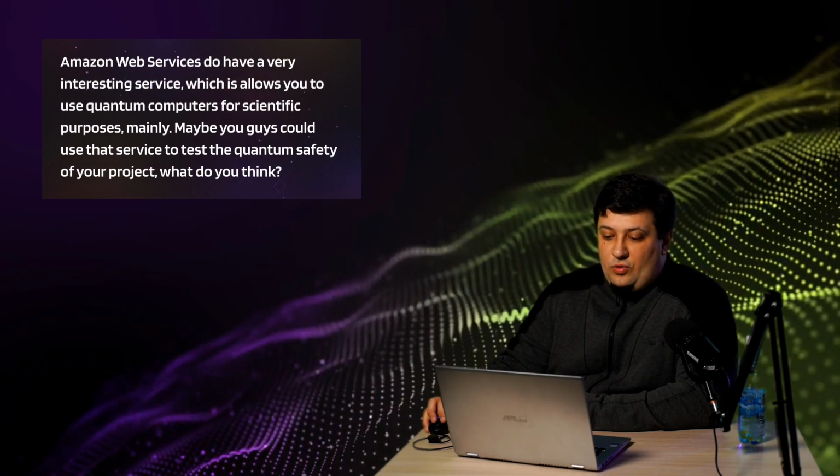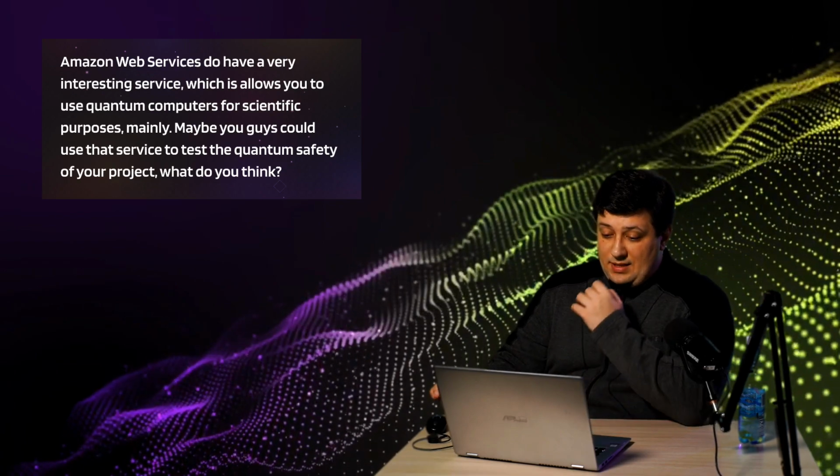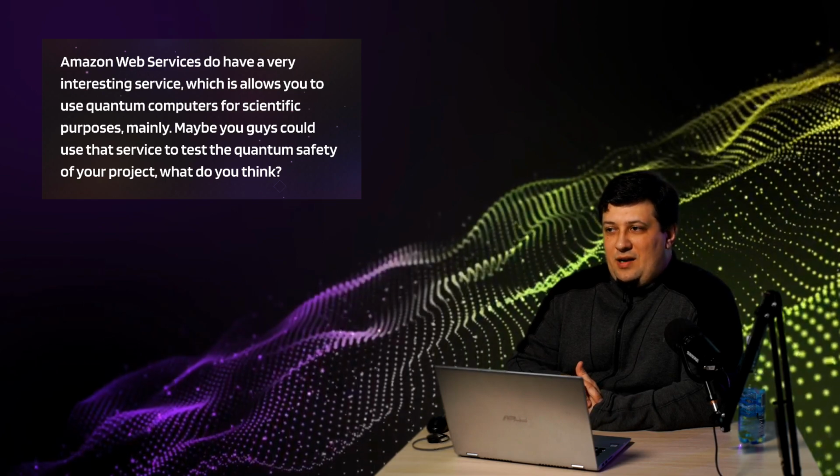The next question. Amazon Web Services has a very interesting service that you might want to take a look at. AWS Braket, which allows using quantum computers mainly for scientific purposes. Maybe you could use that service to test the quantum safety of your project. What do you think? It still doesn't have so many qubits. We need to wait until they have at least a few thousand, and then we could show that ECDSA and classic cryptography is vulnerable and ours is not. We need to wait maybe a few years, maybe 5 years. I don't know.